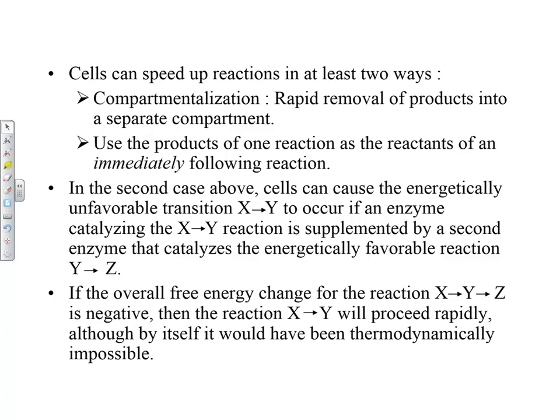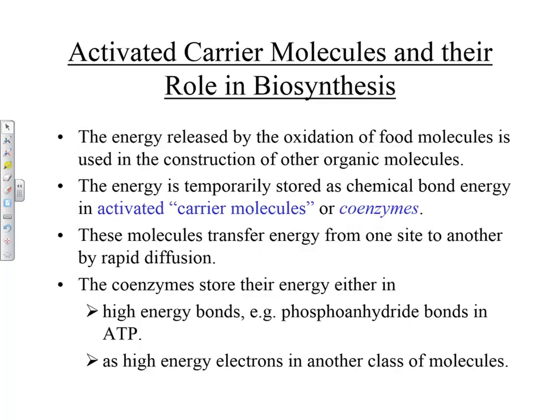And in the second case above, cells can cause the energetically unfavorable transition X to Y to occur if an enzyme catalyzing the X to Y reaction is supplemented by a second enzyme which catalyzes the energetically favorable reaction Y to Z. So it's a coupled reaction. And if the overall free energy change for the reaction from X to Y to Z is negative, then the reaction X to Y will proceed rapidly, although by itself it would have been thermodynamically impossible. So we are getting a glimpse of how cells get reactions going.